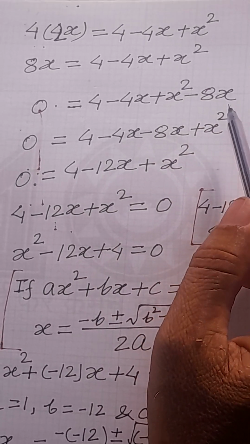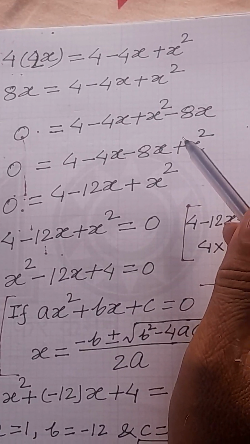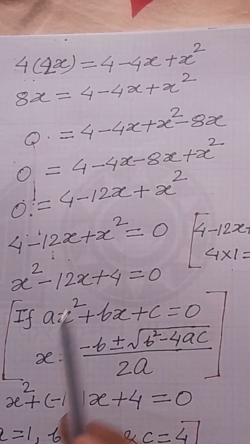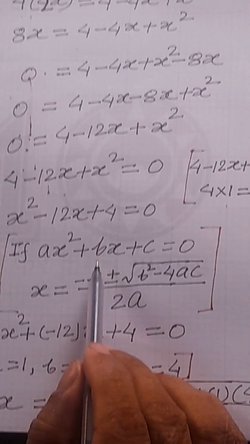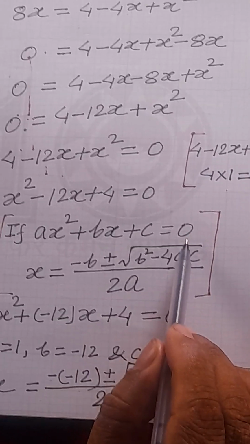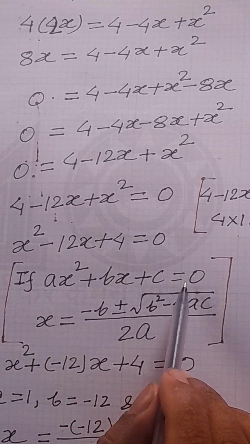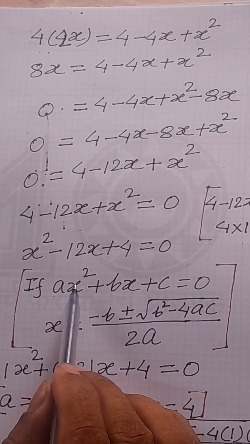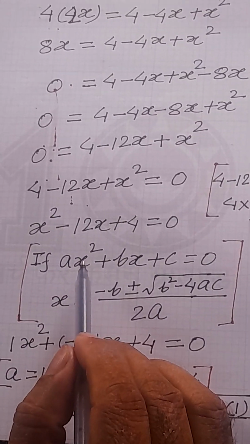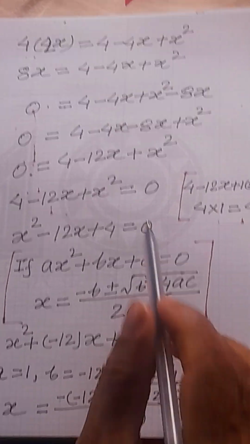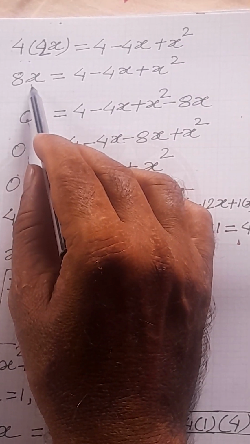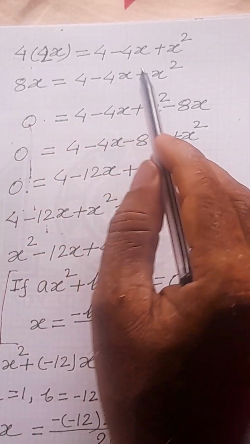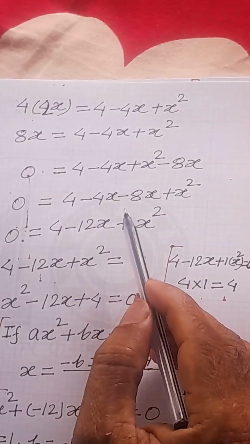Now again we are going to remember the hypothesis. Which hypothesis had we thought over? ax square plus bx plus c equal to 0. So to get this form, first of all the terms should be in either descending order or ascending order. So here, this 8x should go to the right hand side.